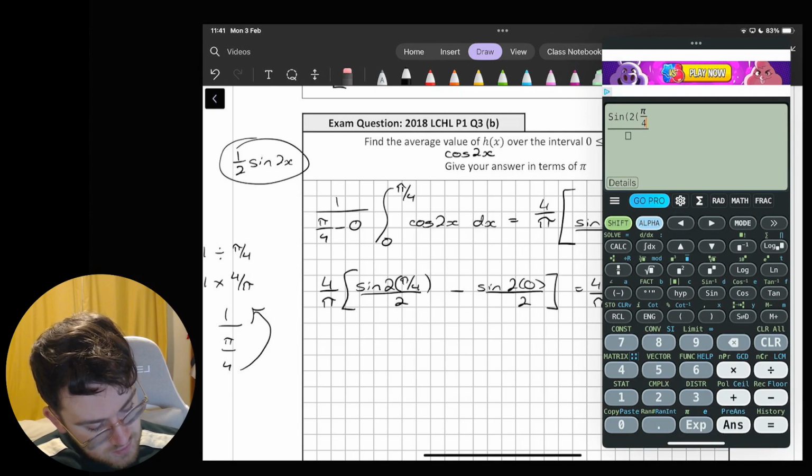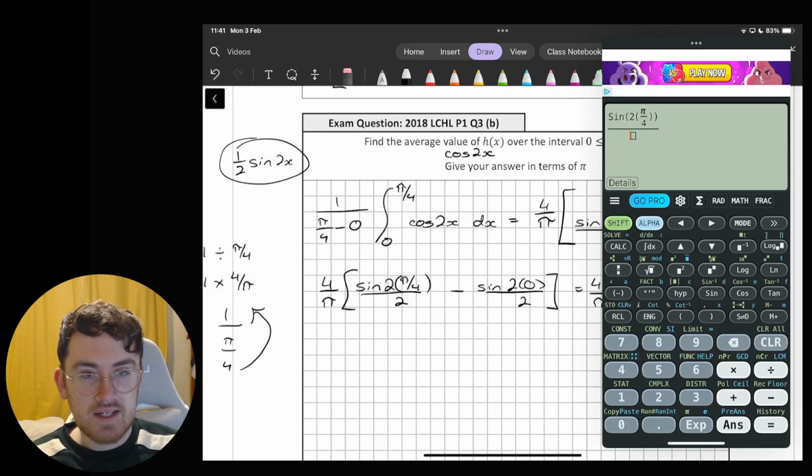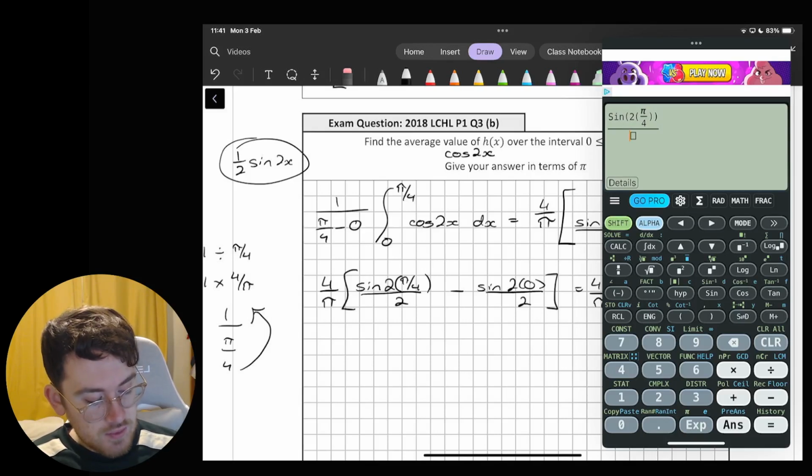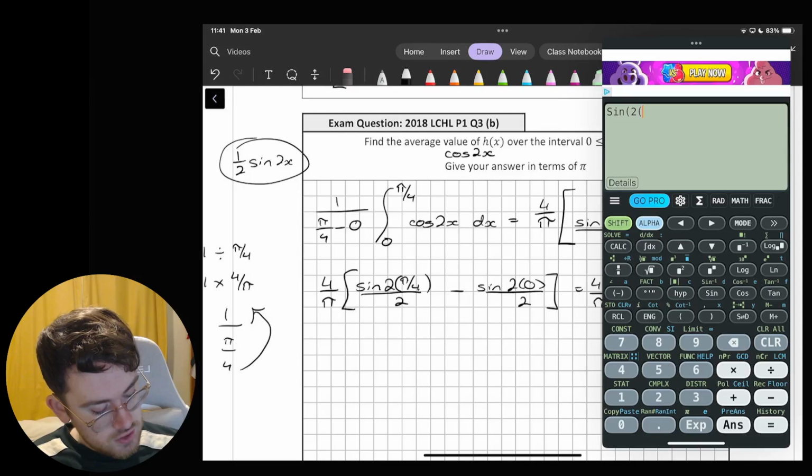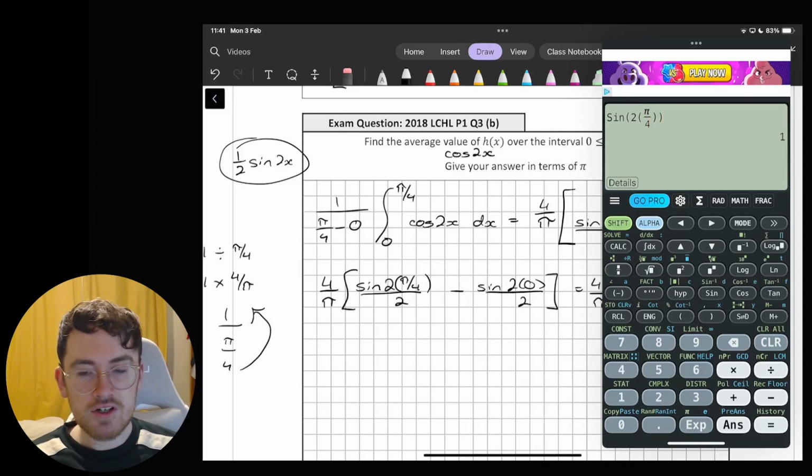I would say be very careful about how you're inputting this function. You want to make sure that the overall bracket you press after pressing sine includes both the 2 and the pi over 4 in that bracket. We have to be careful about our use of brackets here.